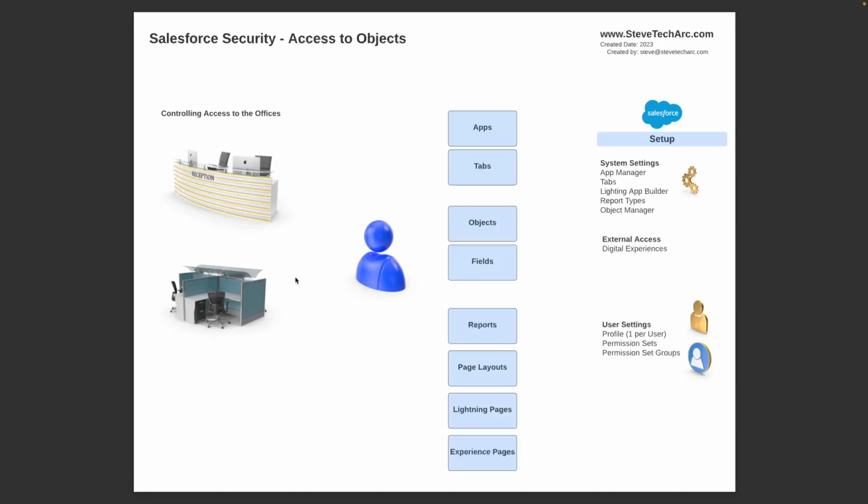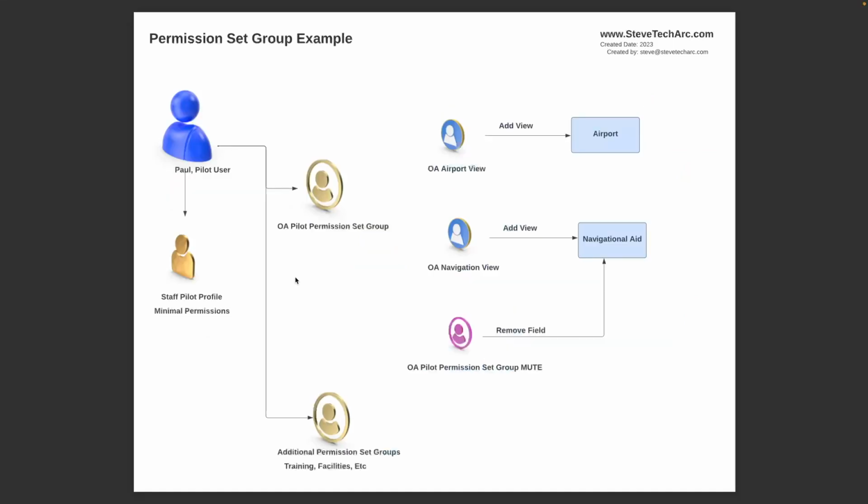And what we're going to be doing is looking at putting the primary capabilities on a permission set and then grouping them together into permission set groups. We're actually going to do this with a demo. So in this demo, we're going to have Paul, a pilot user, and I have a current sandbox where I have a couple of objects, one called a view of airports and another one for navigational aids. So we're going to have Paul, the pilot user.